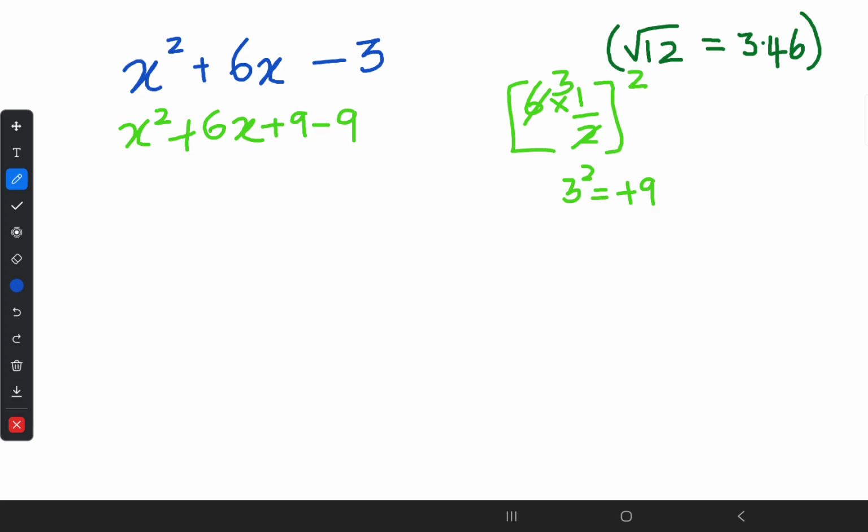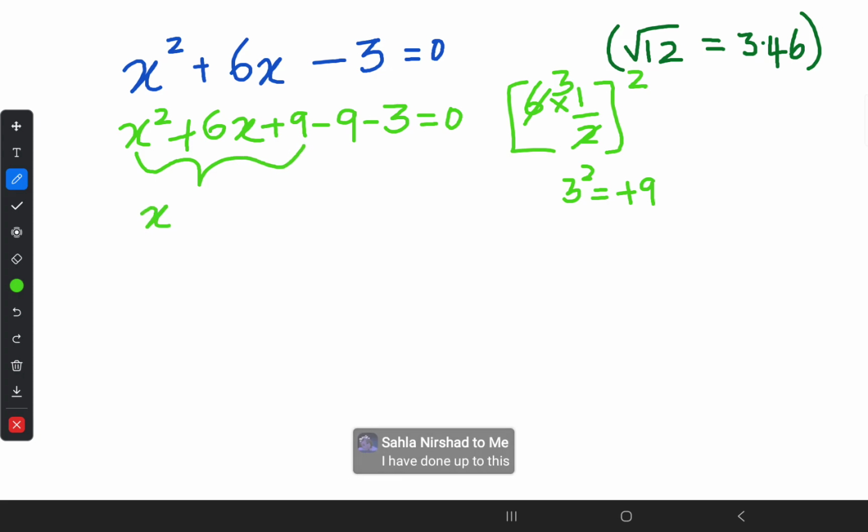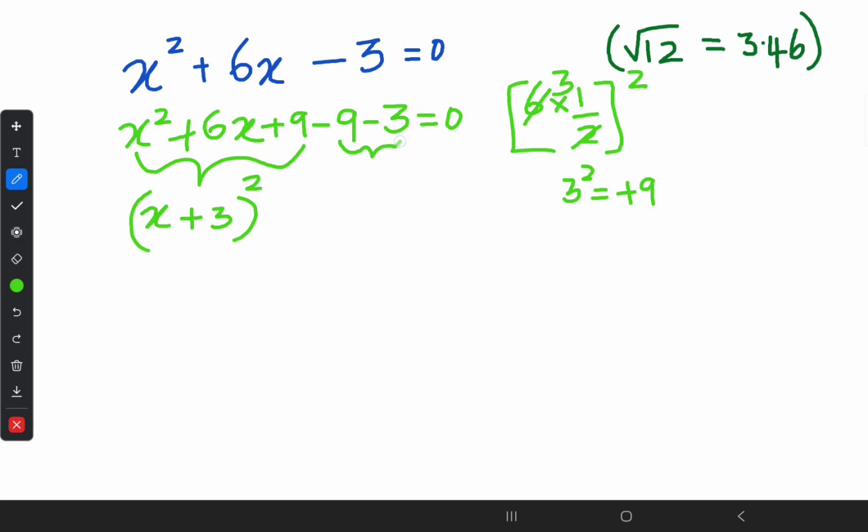Previously I forgot to mention equal to 0. Thereafter, here there is negative 3 already in the equation, equal to 0. x square plus 6x plus 9. So x from the first term, from the middle one the direction, and from the third number its square root, which is 3. 3 square. Negative 9 and negative 3 will become negative 12. Negative 12 equal to 0.